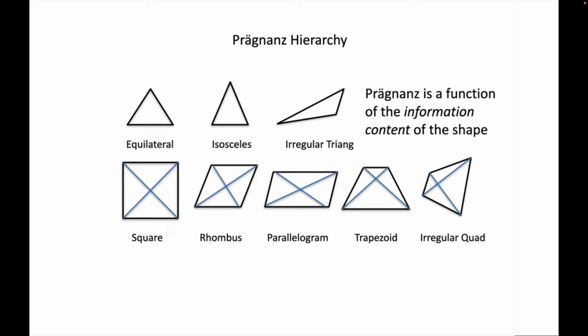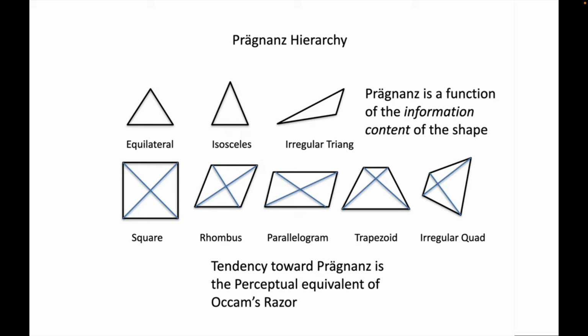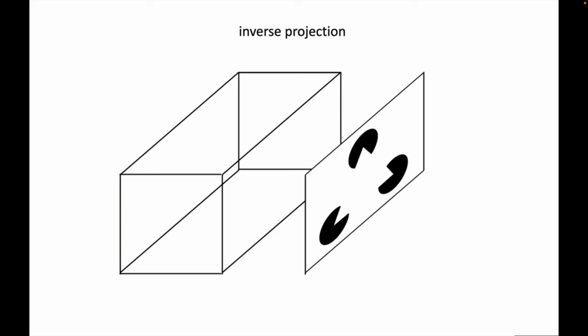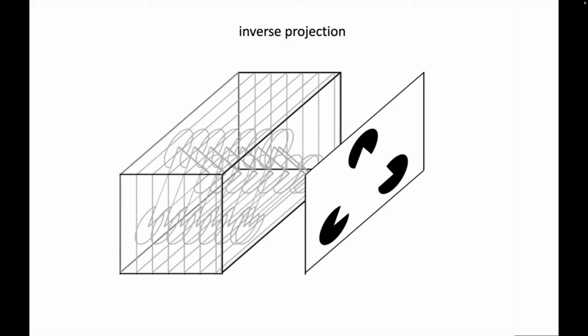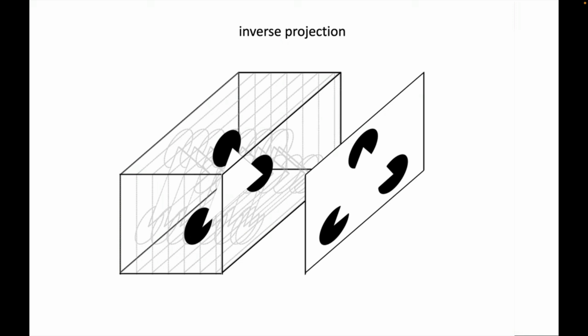The shapes that have more articulations require more information to record their parameters. The tendency towards Prägnanz in perception is the perceptual equivalent of Occam's razor. The simplest interpretation is most likely to be right. So what appears to be happening in perception is a kind of inverse projection, where the two-dimensional retinal input is projected in depth into a spatial representation, and from there interactions between the different interpretations lead to the emergence of the most probable one, and at that point the other alternatives fade.